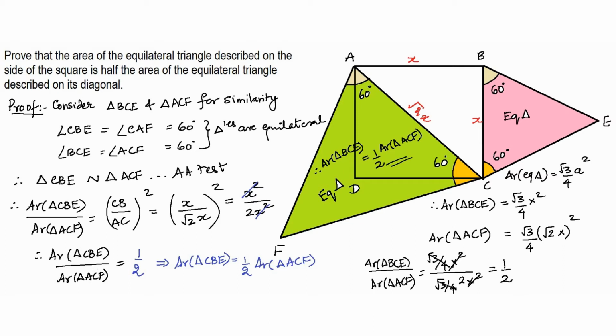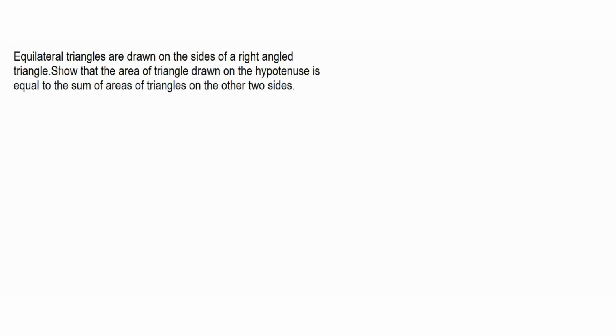Moving ahead, let's take a look at the following question. Equilateral triangles are drawn on the sides of a right angle triangle. So let us draw a right angle triangle. On this right angle triangle, equilateral triangles are drawn on all the sides.